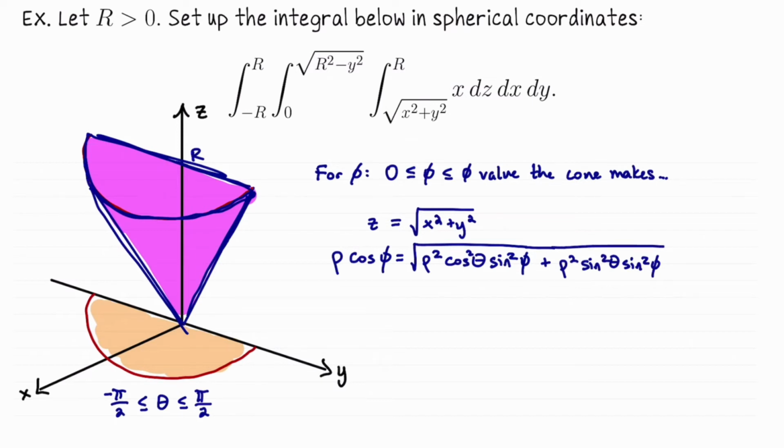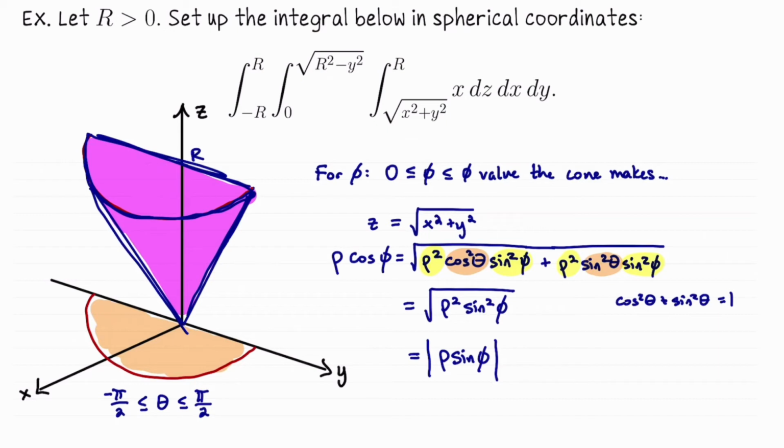Now if we factor out rho squared sine squared phi from both terms, we would have rho squared sine squared phi times the quantity cosine squared theta plus sine squared theta. So that's going to give us the square root of rho squared sine squared phi, because it's rho squared sine squared phi times 1. The square root of a number squared is the absolute value of that number. So let me write absolute value of rho sine phi.